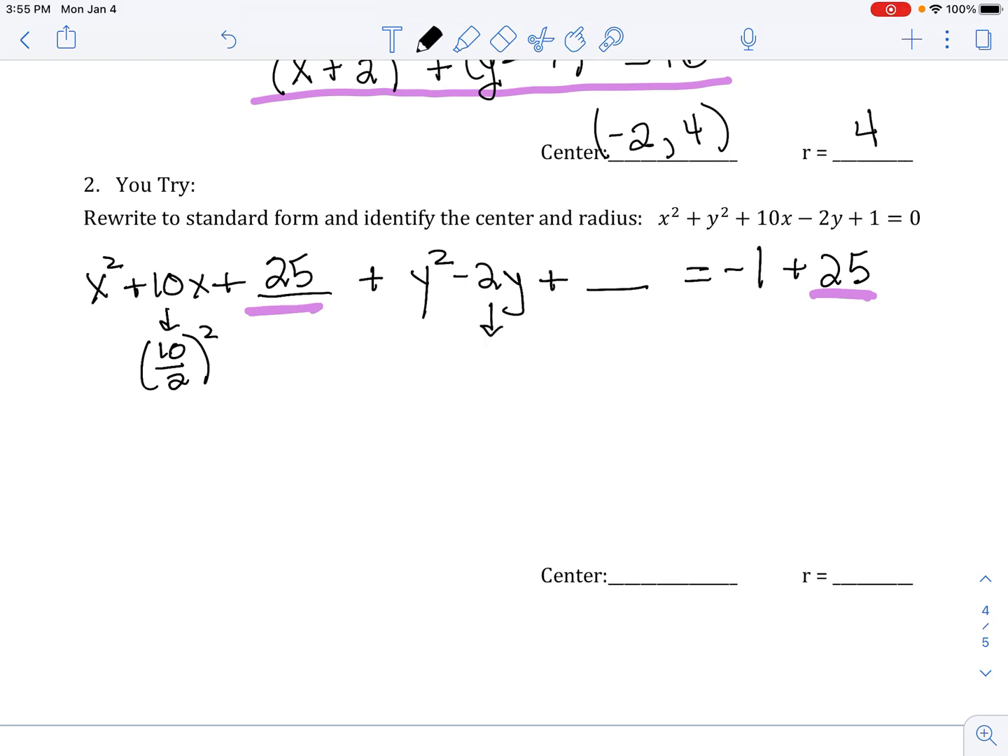I'm going to come over here and complete the square on this one. So that's going to be 2 divided by 1 squared. 2 divided by 1 is 2, squared is 4. No, sorry, let's try that again. You're dividing by 2.